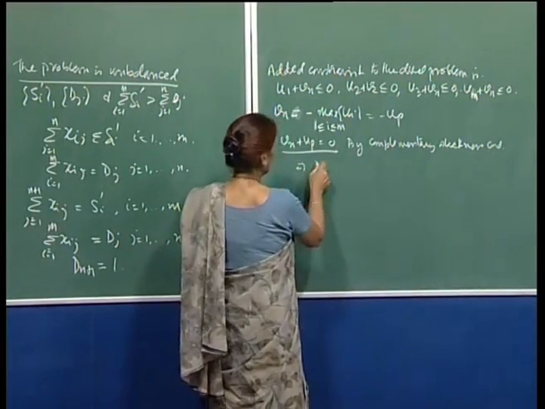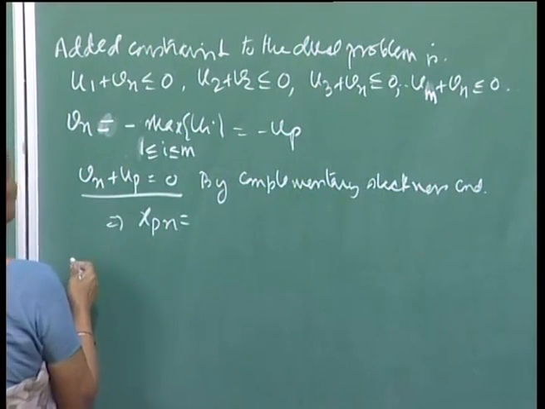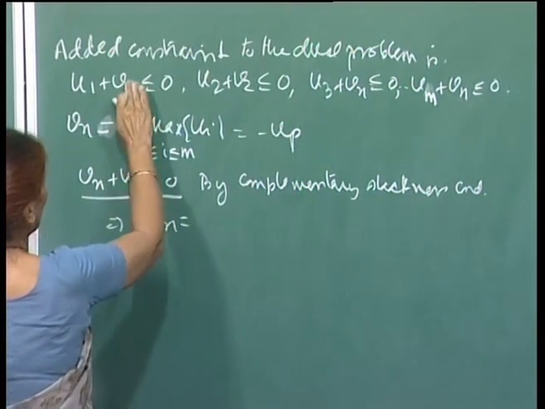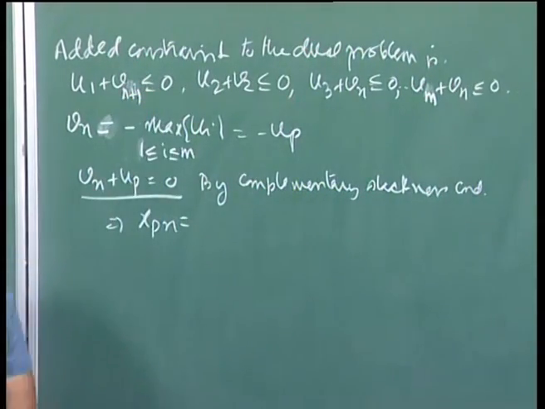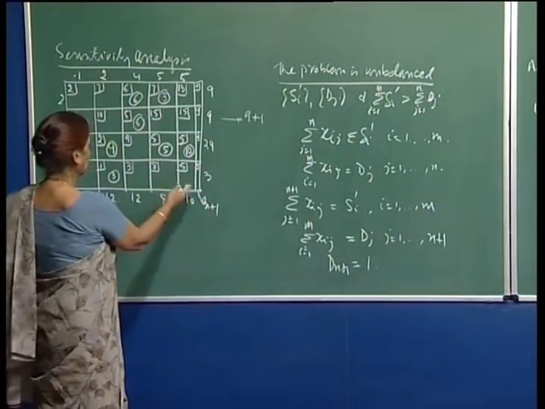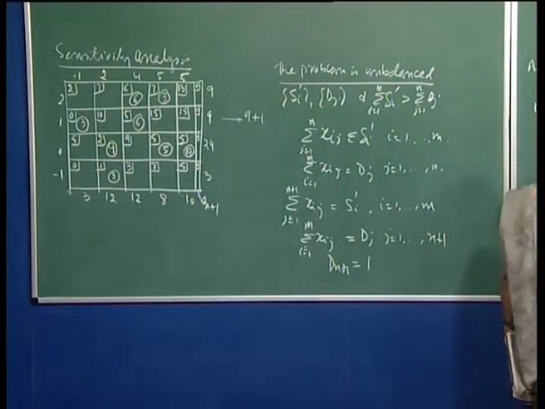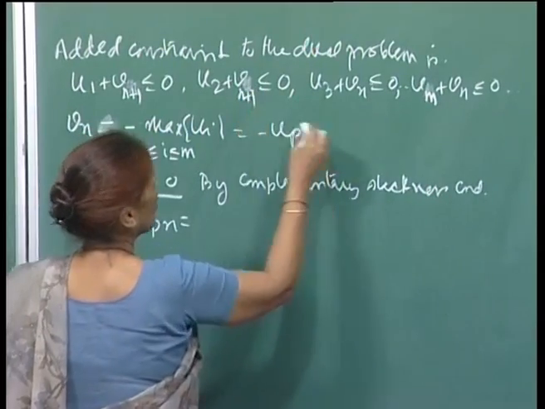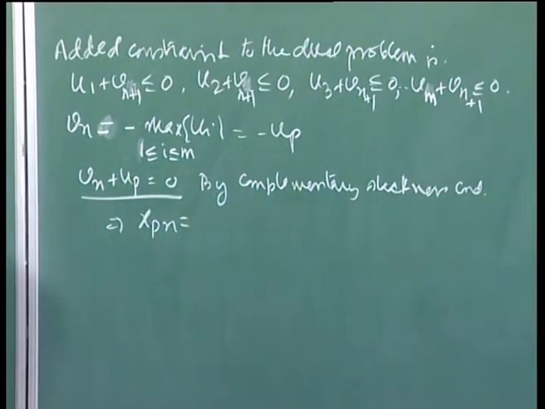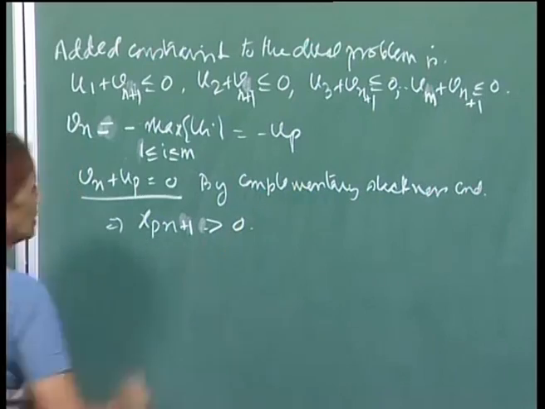this implies that your x_p,n should be equal to... now again sorry, this should be n plus 1. I have written v_n here, that was a mistake, this is v_n plus 1, and for this particular problem, 1, 2, 3, 4, 5, so that will be 6. I am glad I caught the mistake now. So, this will be plus 1 plus 1. So, x_p,n+1 will be positive.